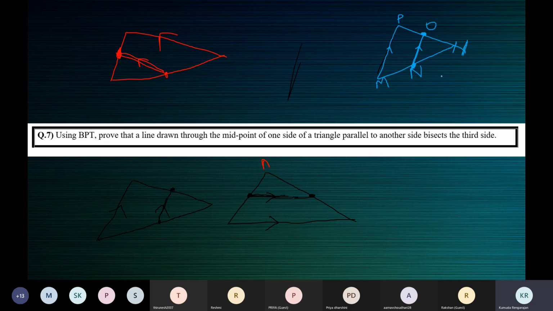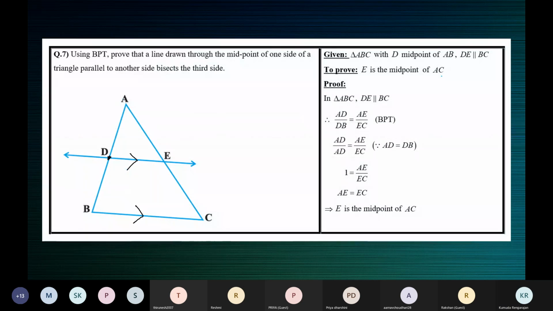This we have to prove using the midpoint theorem. I'm sorry, we have to prove the midpoint theorem using BPT. So here, using BPT, prove that a line drawn through the midpoint of one side of a triangle... So the triangle is ABC. D is the midpoint of AB, given to us. Then through that there should be a line parallel to another side.